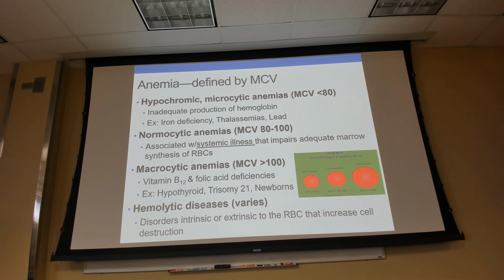Most of the time if it's normocytic, so you're making them, they're the right size, you just don't have enough of them, it's probably something systemic. There's a chronic issue with this child. And then macrocytic, they're again missing something, but it's missing something on the other side: B12, folate, thyroid hormone, something like that. And then your hemolytic diseases are going to vary very, very widely.